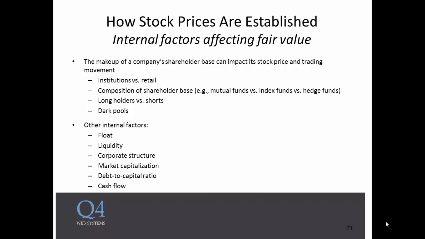Similarly, there are internal factors that affect value. The makeup of a company's shareholder base can impact the stock price and how the trades of the stock take place. How much of it is in institutional hands versus retail? And of the institutions, what's the composition? Are they hedge funds? Are they mutual funds? Are they long holders, short holders? Do they play in dark pools or trade on exchanges? Other internal factors such as float, liquidity, the corporate structure, all of these things are other factors that influence how a company's stock is priced.